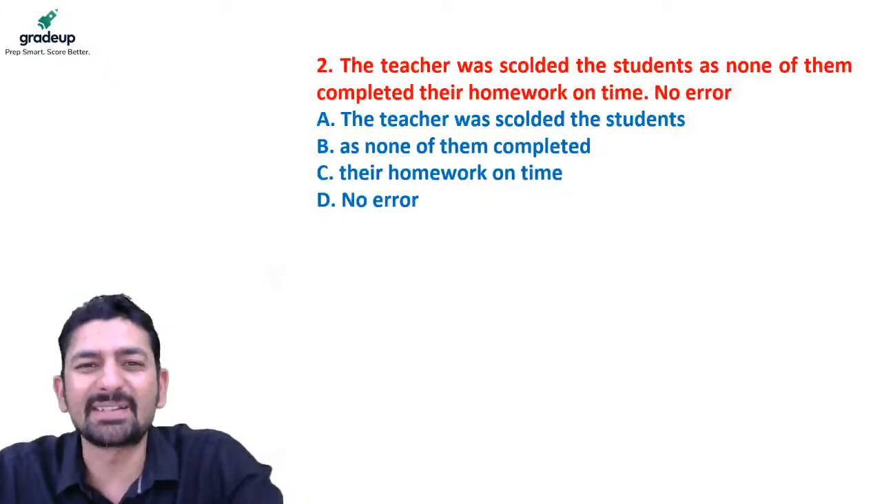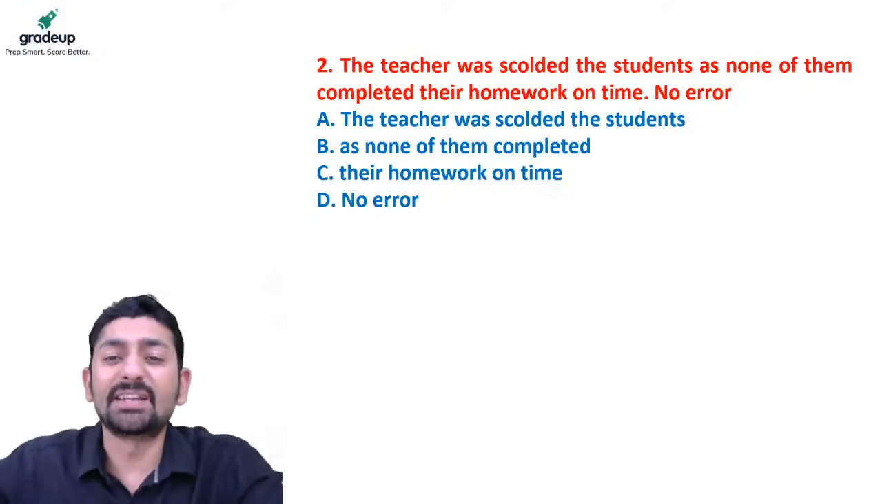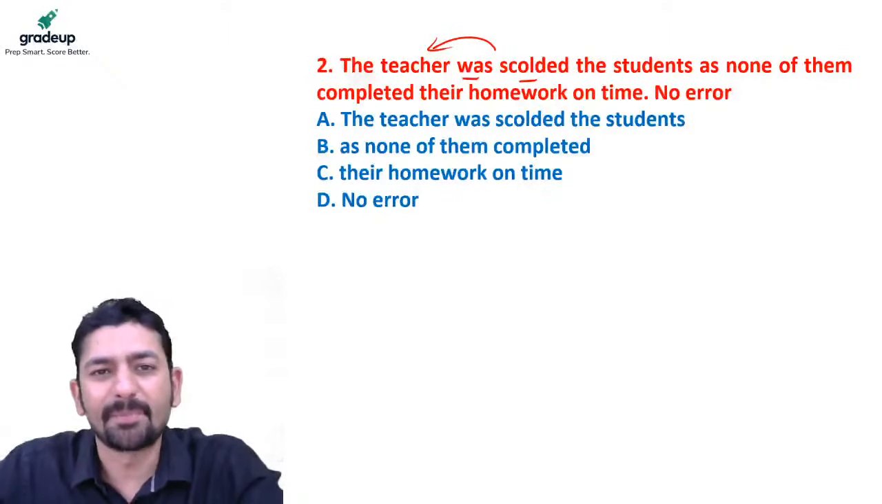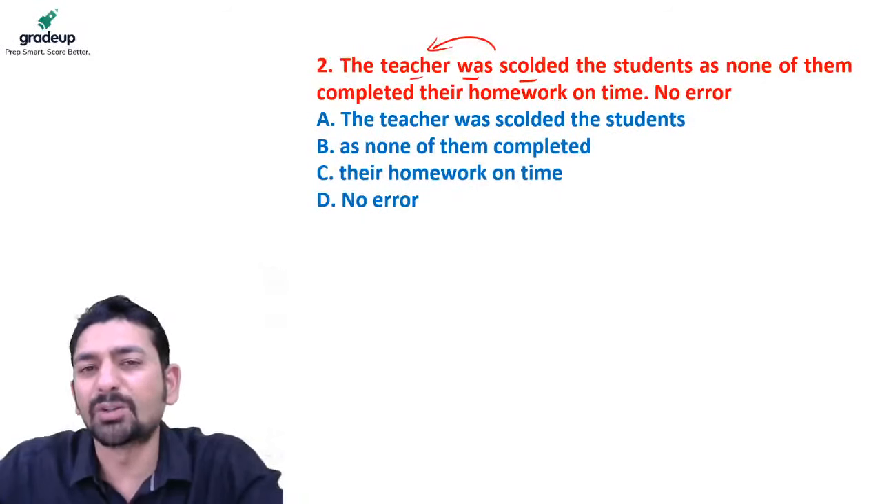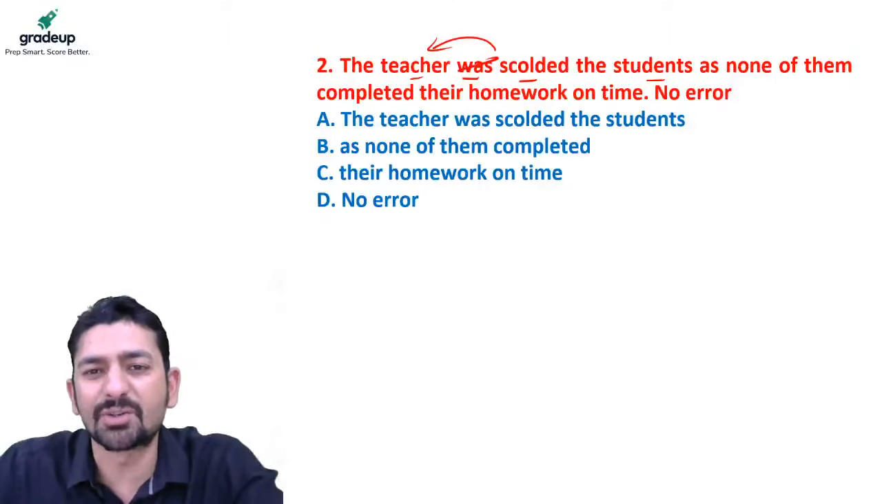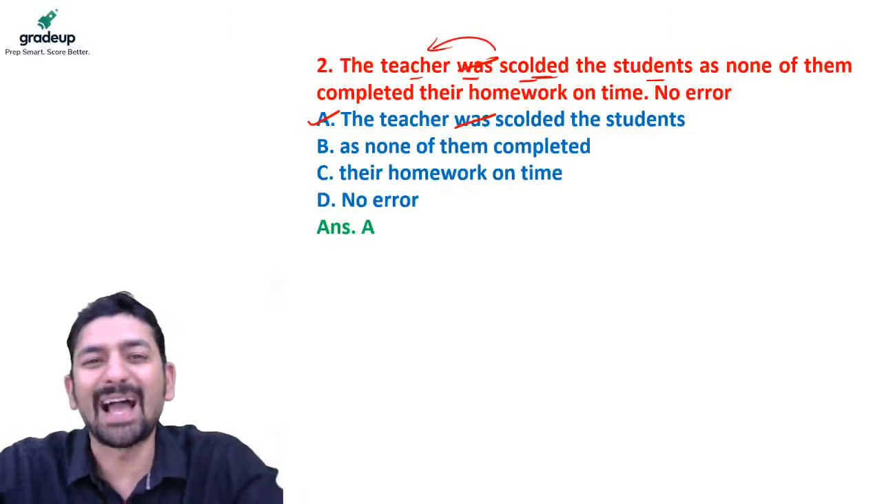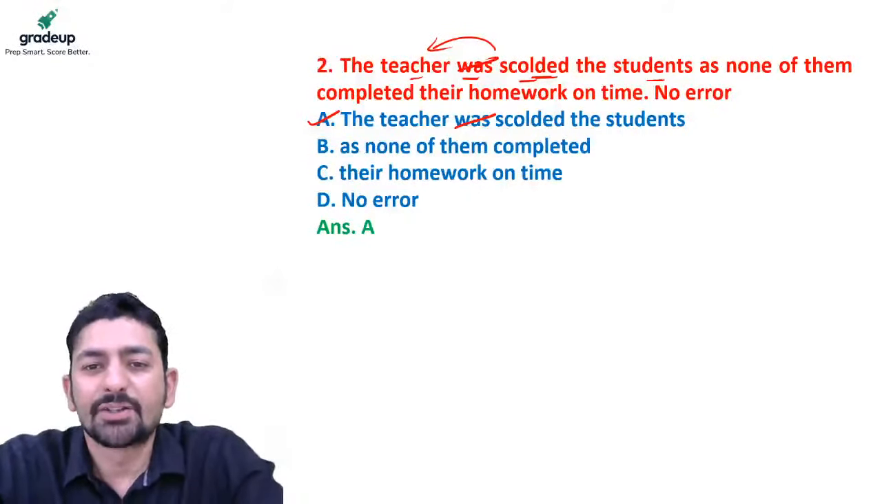Again, when you read the sentence in a flow, you tend to understand the meaning of the sentence, guys. It says the teacher was scolded the students. If you say the teacher was scolded, it is in the passive voice, which actually means the teacher himself or herself was scolded. But here, I'm talking about the students being scolded by the teacher. And this is an active voice, so you cannot say the teacher was scolded. You should say the teacher scolded the students as none of them completed their homework on time. So the error is in part A. You cannot put was over there. It has to be in the active voice.